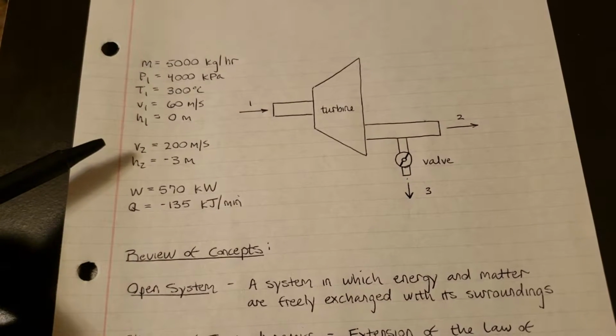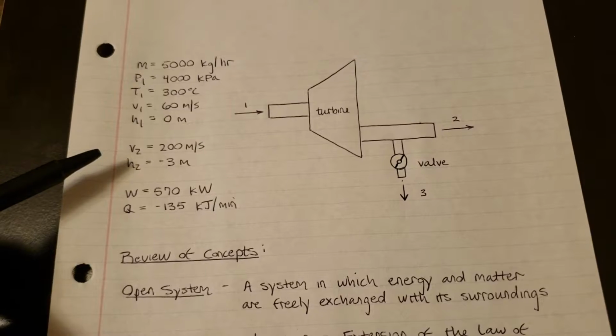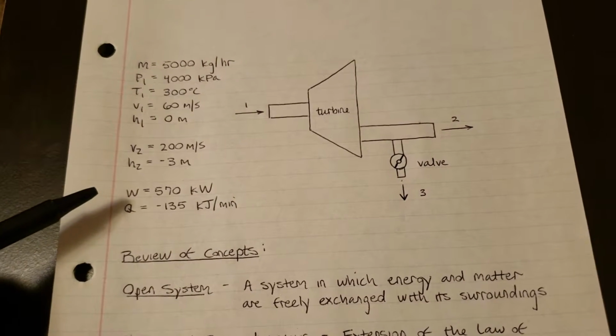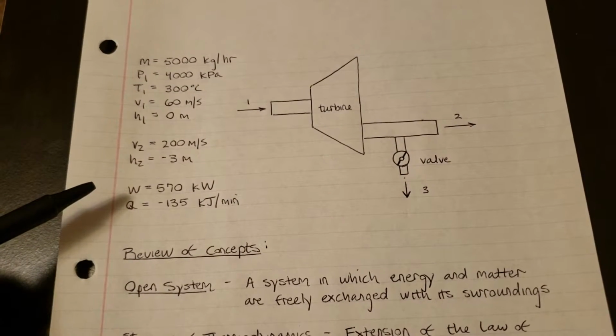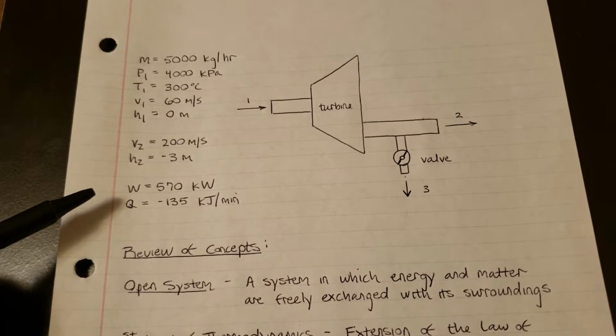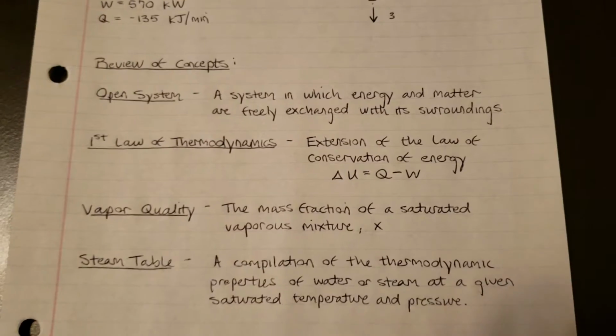At the discharge, we have a velocity of 200 meters per second and a height of -3 meters. The system experiences work of 570 kilowatts and an energy release of -135 kilojoules per minute.